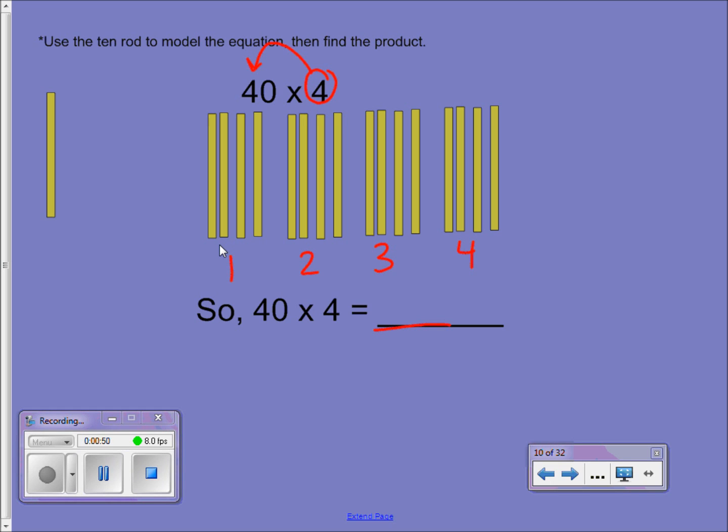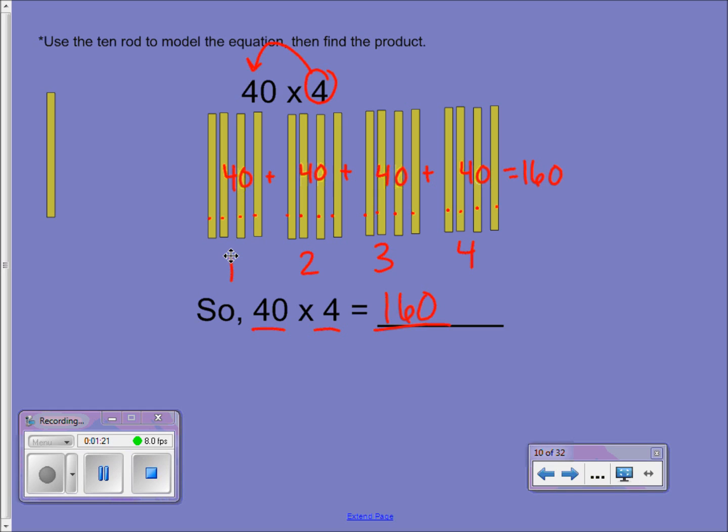So if we just count by tens, 10, 20, 30, 40, 50, 60, 70, 80, 90, 100, 110, 120, 130, 140, 150, 160, you can see that 40 times 4 is 160. Also, if you added 40 plus 40 plus 40 plus 40, you also got 160. But there's actually a simpler way for us to do this.